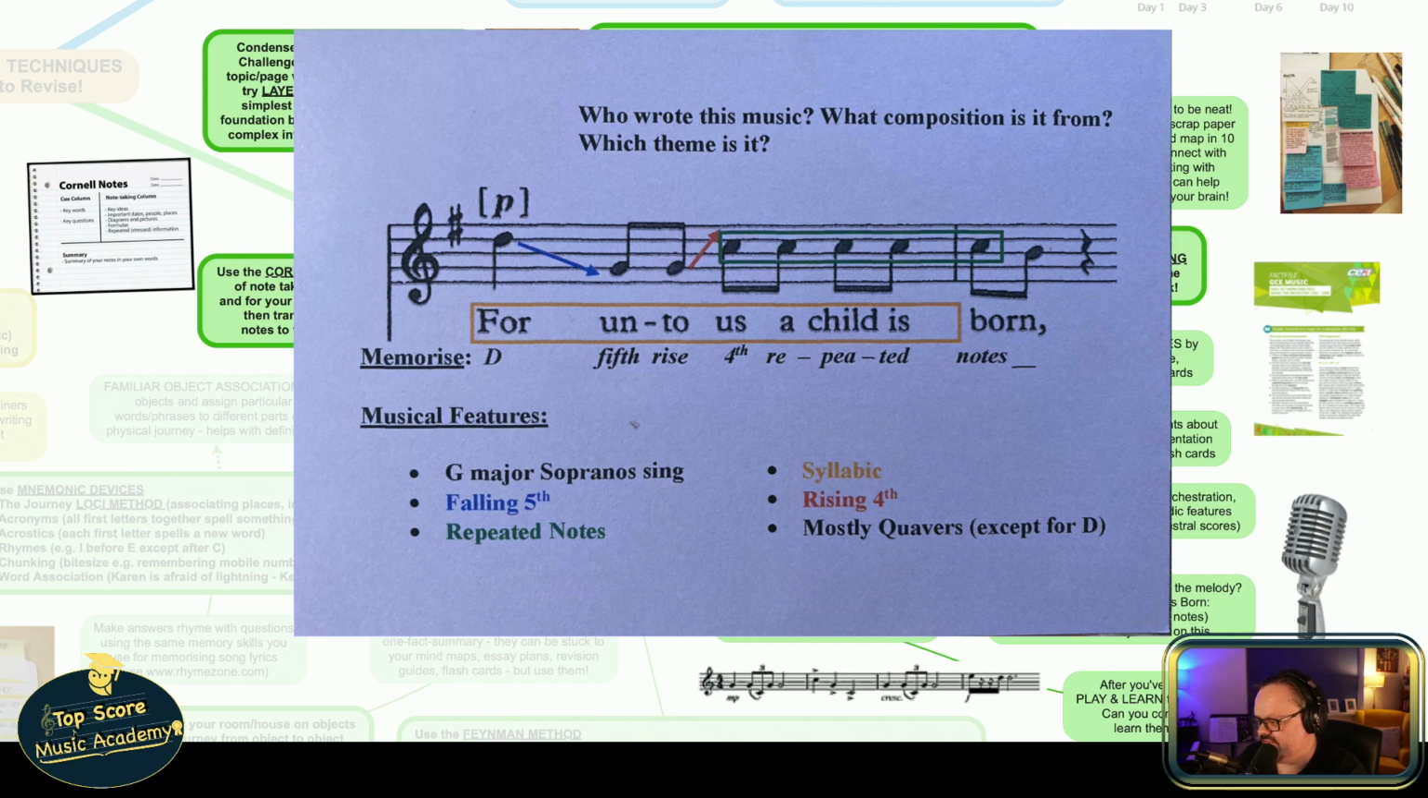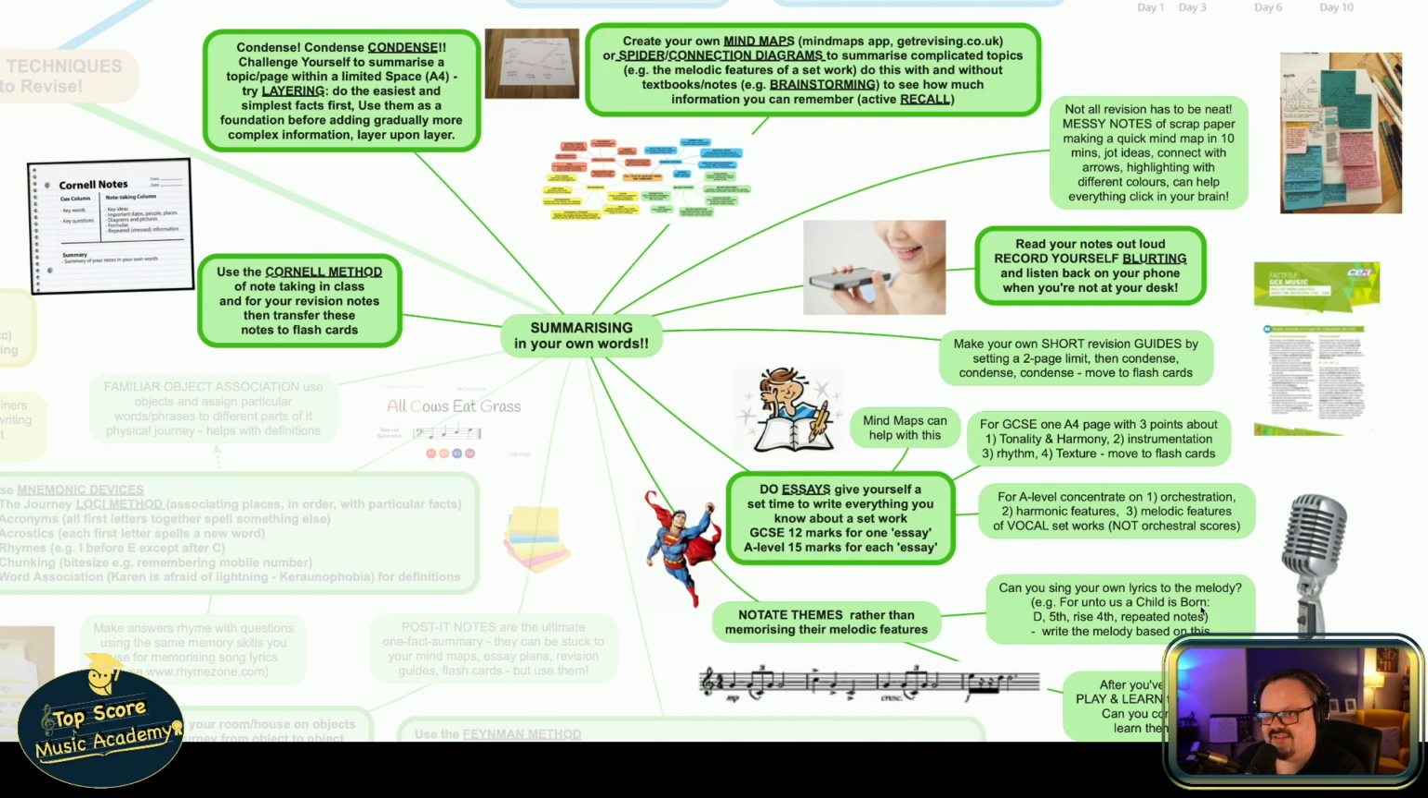So really what I do to remember that is D, fifth, rise, fourth, repeated notes. Those are all the musical features, or the melodic features. It starts on a D, falls down a fifth, rises up a fourth, and ends with repeated notes. So 1, 2, 3, 4 things I remember about that theme to this day, just based on the melody itself. So if you can assign lyrics to the melody, but change the lyrics to suit the musical points that you want to remember, starts on a D, falls a fifth, rises a fourth, repeated notes, then that's going to be half the battle of remembering the musical features.